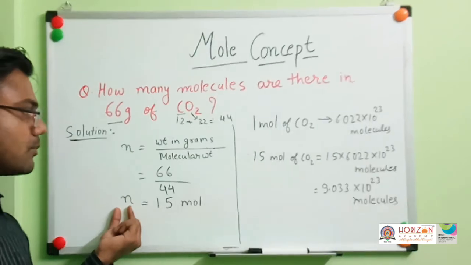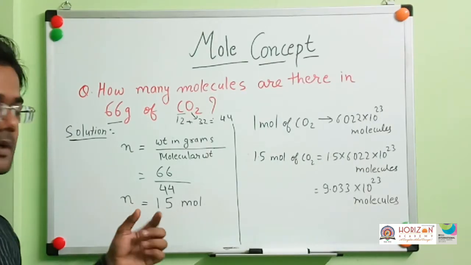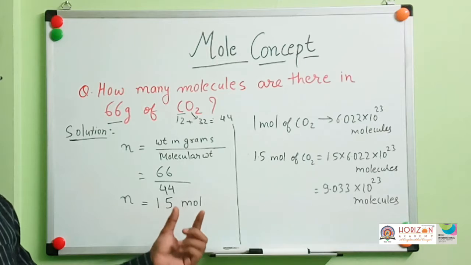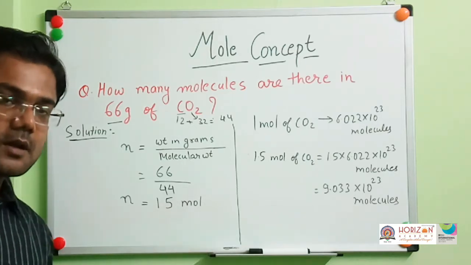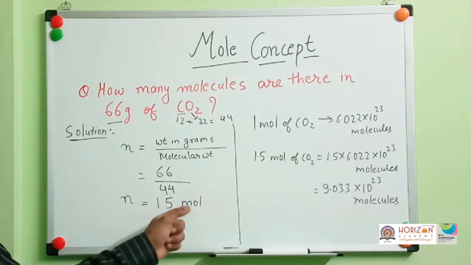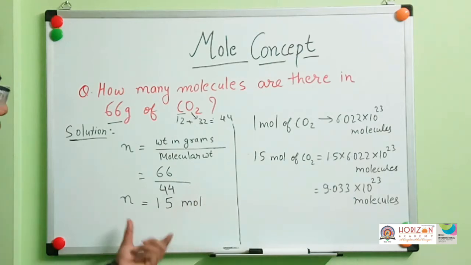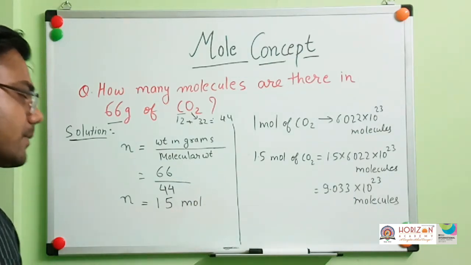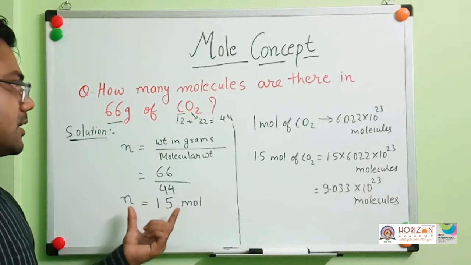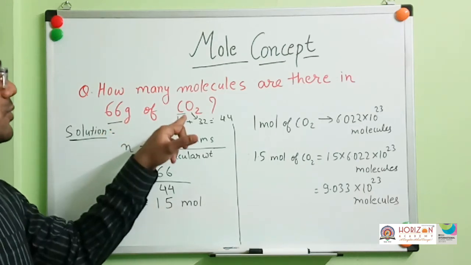So this small n is the number of moles, and always remember that mole is written as mol. The abbreviation for mole is mol, like for kilograms we write only kg. We do not always write it in full. In the same way, mole is always written in 3 letters, that is mol. So 1.5 mol is the first step. It means 1.5 mol is present in 66 gram of CO2.